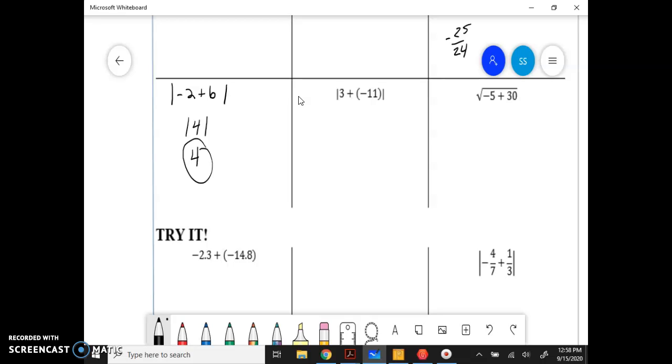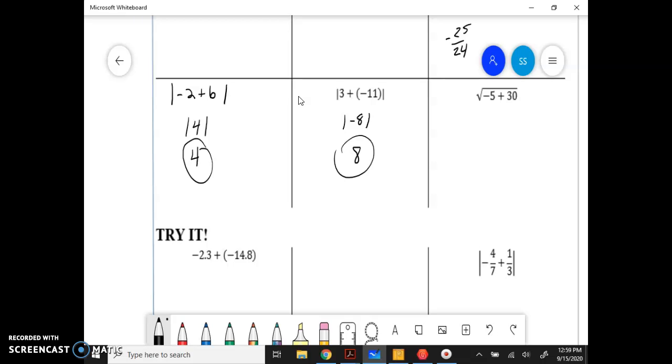Some students get confused and think it's the opposite. It's not, it's just always positive. Okay, so 3 plus a negative 11 is going to be negative 8, and the absolute value of negative 8 is positive 8.